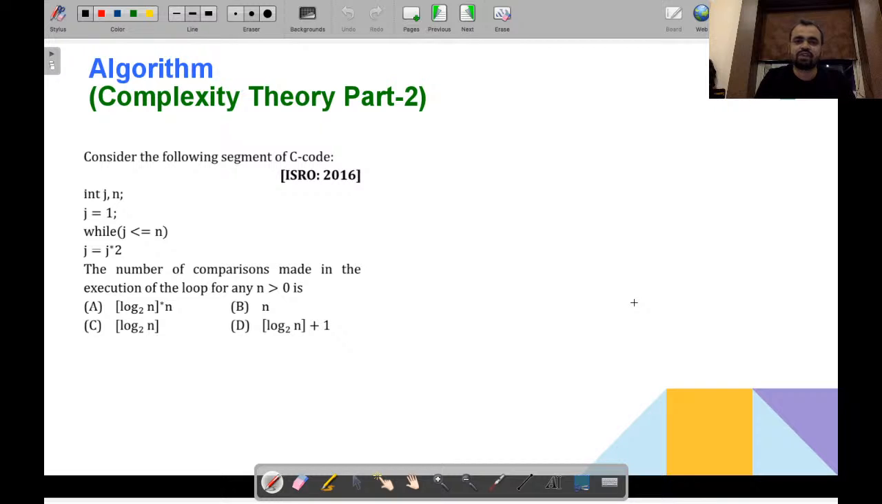So this is our first problem, related to ISRO 2016. My dear friends, please remember, it is ISRO 2016. Before solving any problem, I have guided you to please try to read the problem very properly. Okay, let's see the problem first of all. It is given, consider the following C code. My dear friends, this is a problem of GATE.